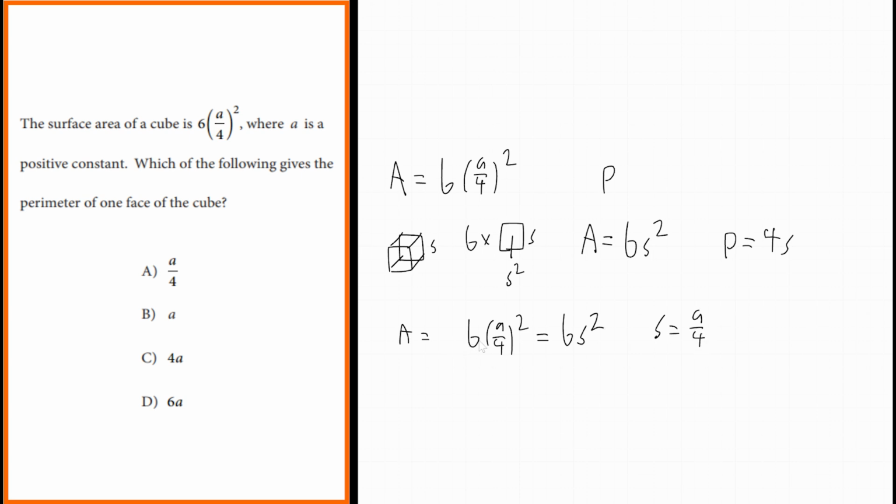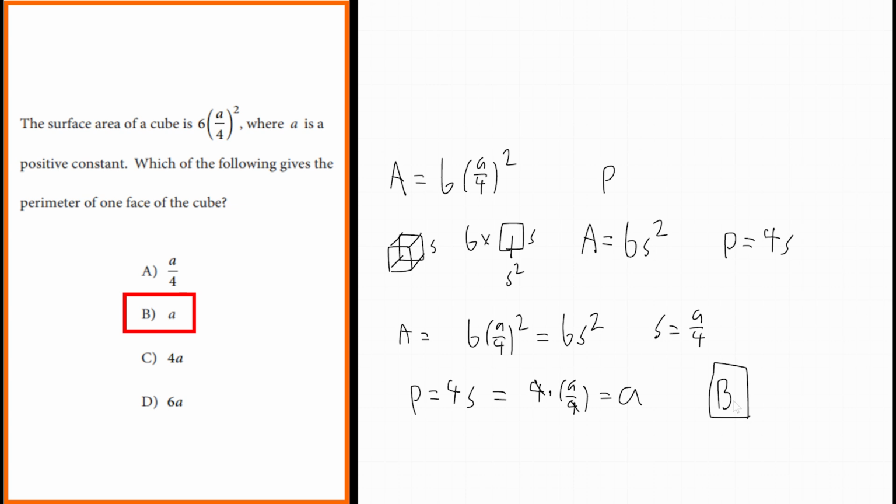If you want to, you could go through the process of dividing by 6 on both sides and then taking the square root. But I think it's pretty clear that one side is 6 times (a over 4) squared, and the other side is 6s squared, which means it's pretty obvious that the value of s is just a over 4. And now that we have the value of s, we already know that the perimeter of a square is just 4s, which means if we plug in a over 4, we get that the perimeter is 4 times a over 4, which simplifies very nicely to a, corresponding to answer B.